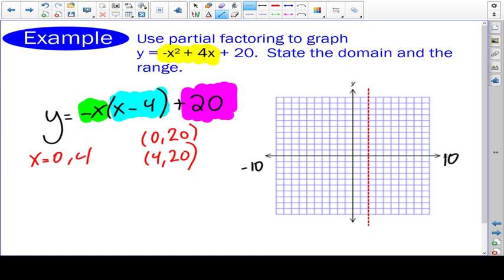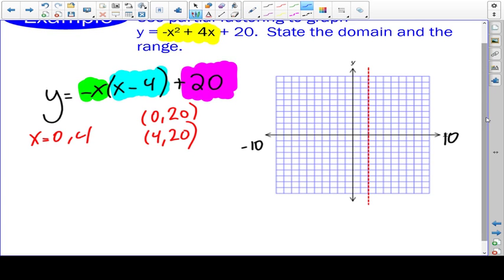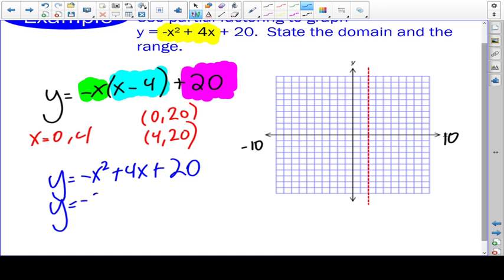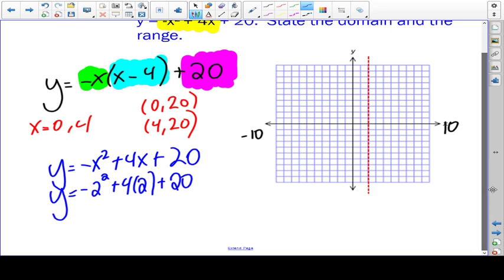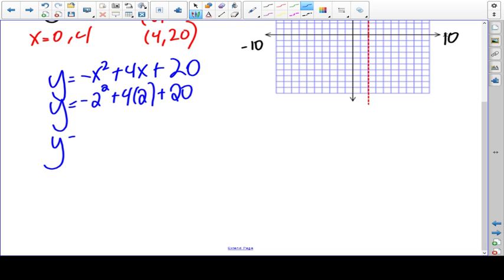So what I can do is, because it's at x equals 2, I can plug 2 into my function and find out the y value. So y equals negative x squared plus 4x plus 20. I'm plugging 2 in, so that's negative 2 squared plus 4 times 2 plus 20. That's y equals negative 4 plus 8 plus 20.